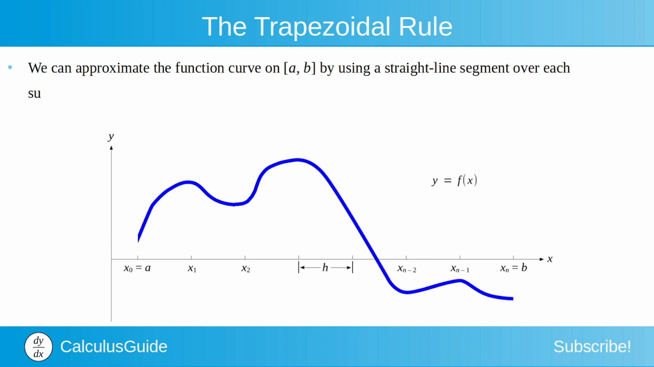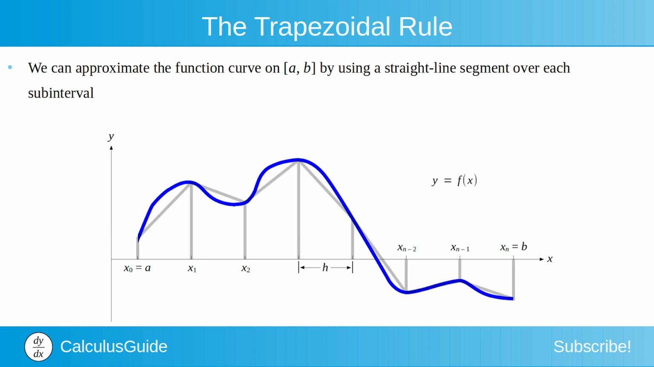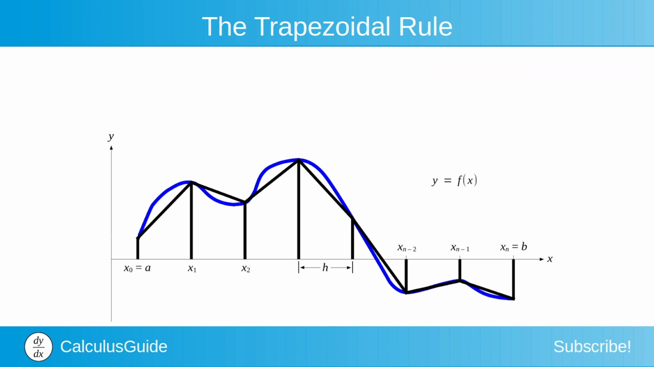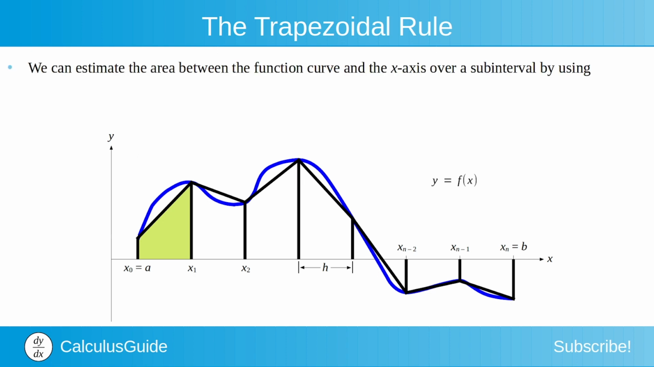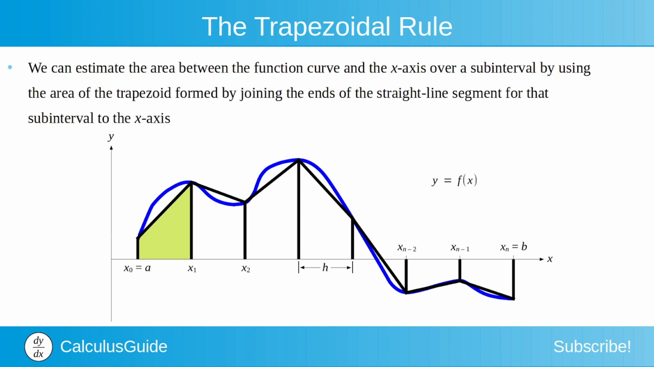We refer to the subinterval length h as the step size. We can approximate the function curve on the closed interval from a to b by using a straight line segment over each subinterval. We can estimate the area between the function curve and the x-axis over a subinterval by using the area of the trapezoid, which is formed by joining the ends of the straight line segment for that subinterval to the x-axis.